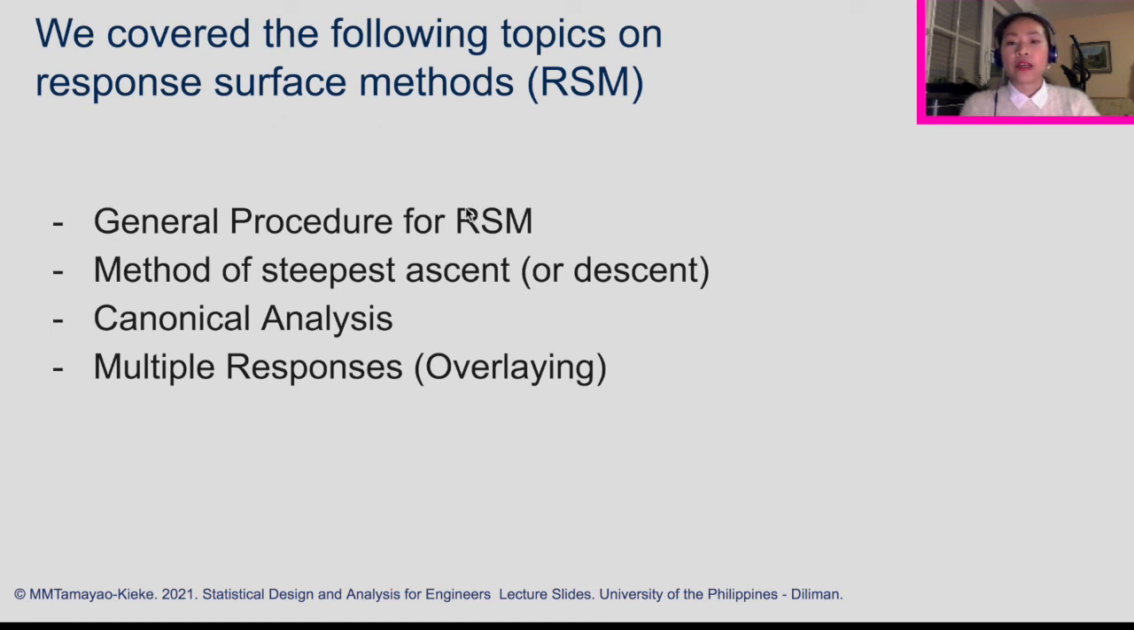For this unit, we covered the following topics. We talked about the general procedure for performing RSM, and then we also talked about the method of steepest ascent or descent. We also covered canonical analysis and talked about multiple responses.